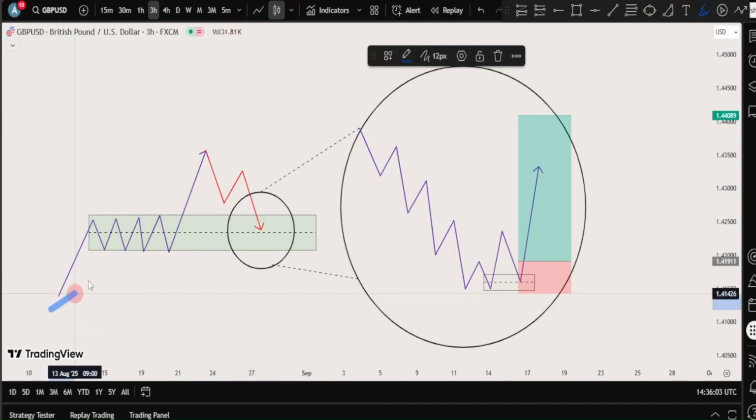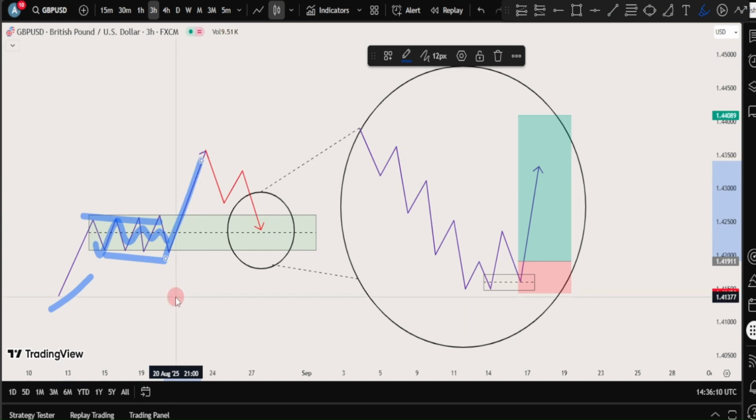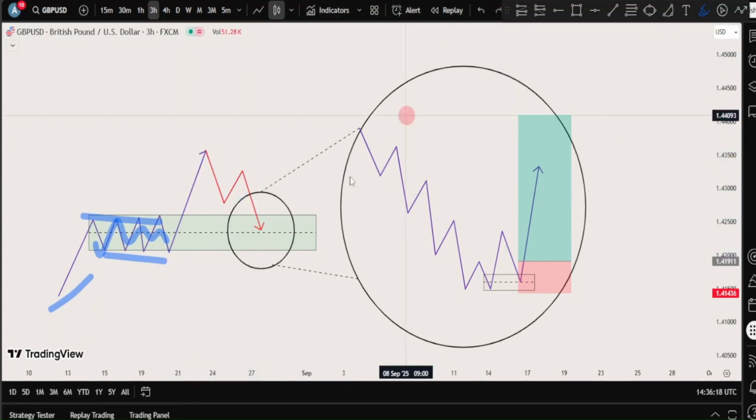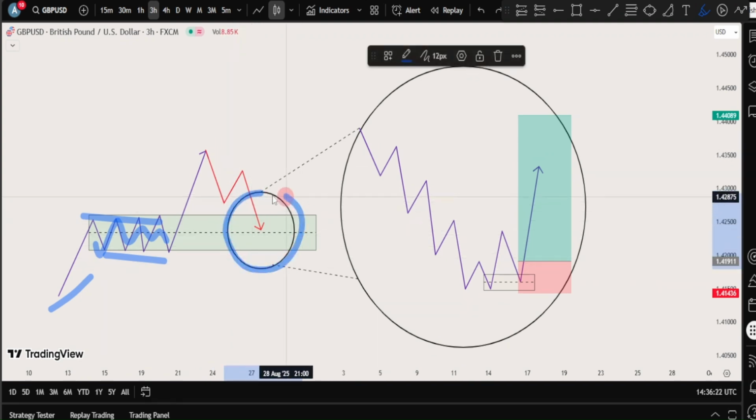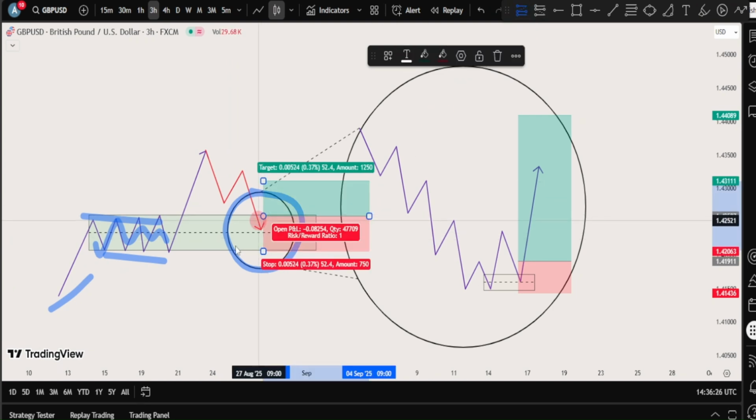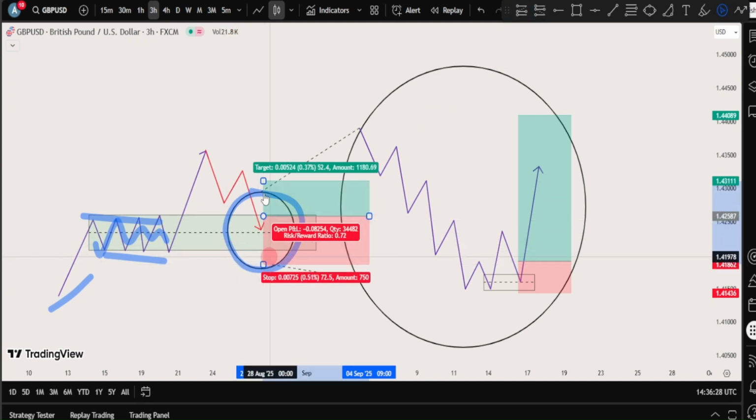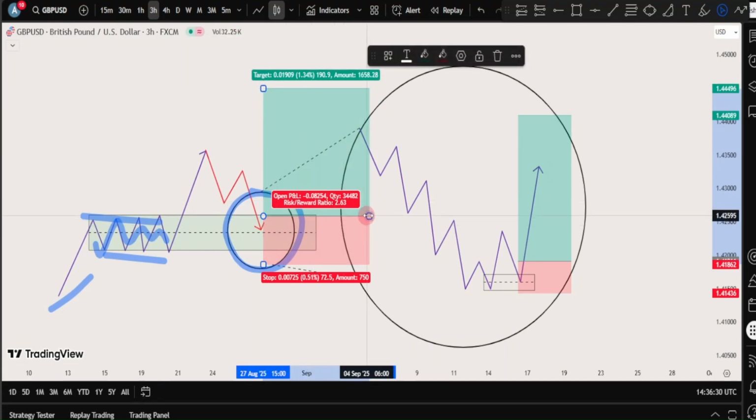You can see this is the impulsive move, price consolidated around here. So this is the base before a push. There has to be a base before a push, and then price will retrace back into the zone. Now price has retraced back into the zone. We are looking to take our entry around this place. This is where we want to take our entry.